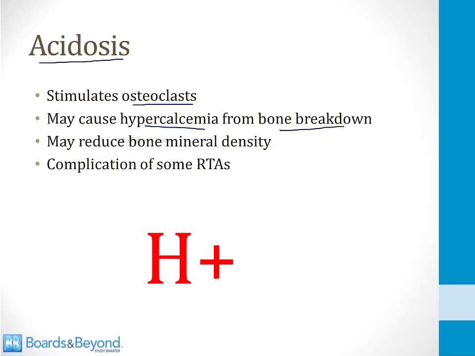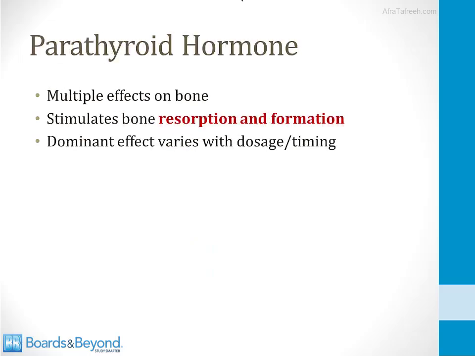And patients who have a chronic acidosis can also develop reduced bone mineral density and osteoporosis. And this sometimes complicates patients who have renal tubular acidoses. These patients are chronically acidotic, and that can have negative effects on bone formation. I talk about parathyroid hormone in detail in the endocrine section in the video on the parathyroid gland, but I'll review its role in bone physiology here.